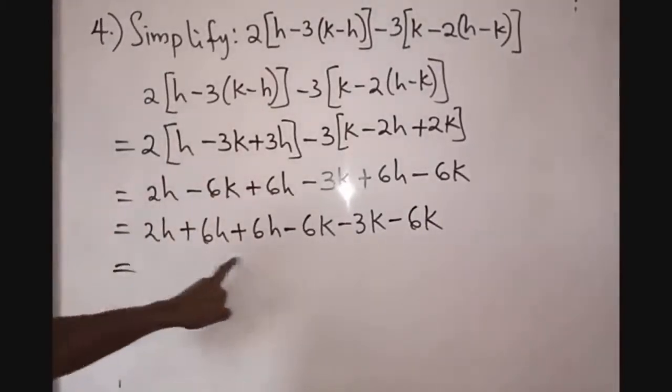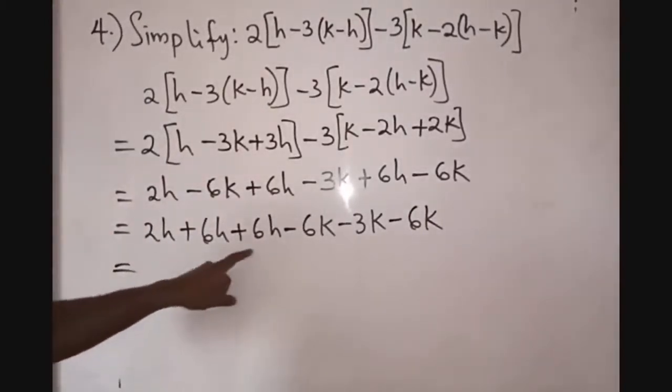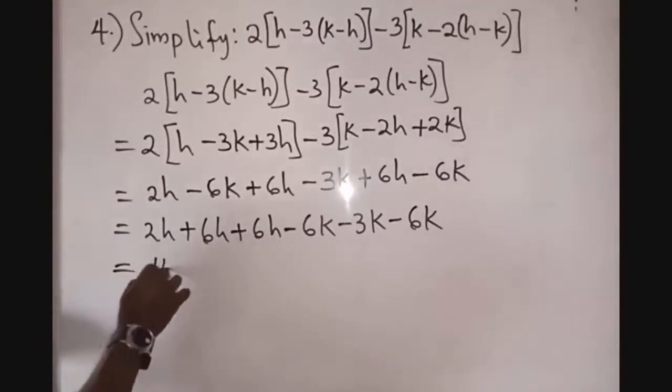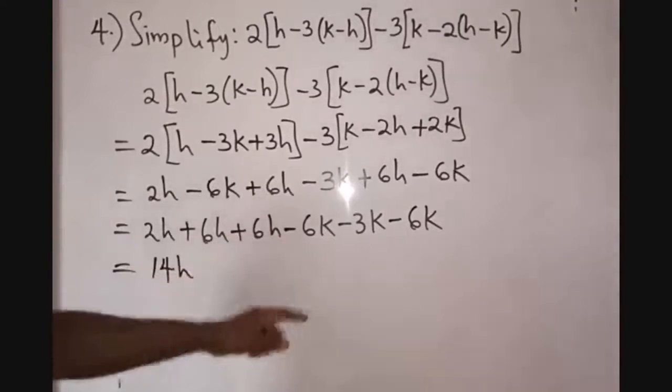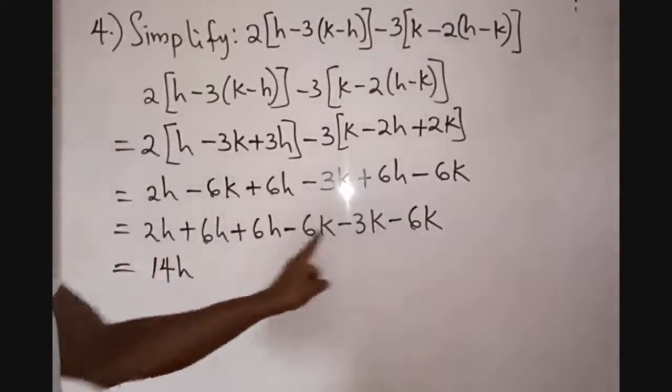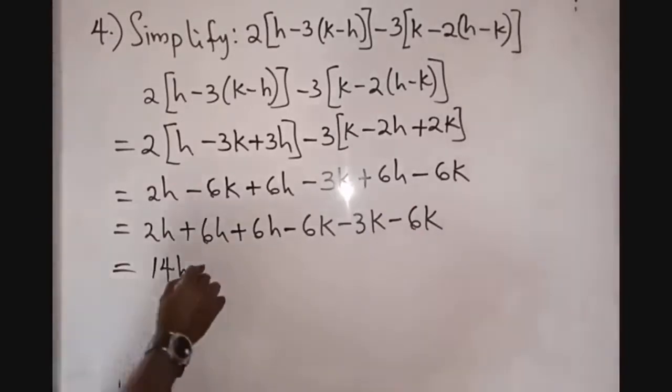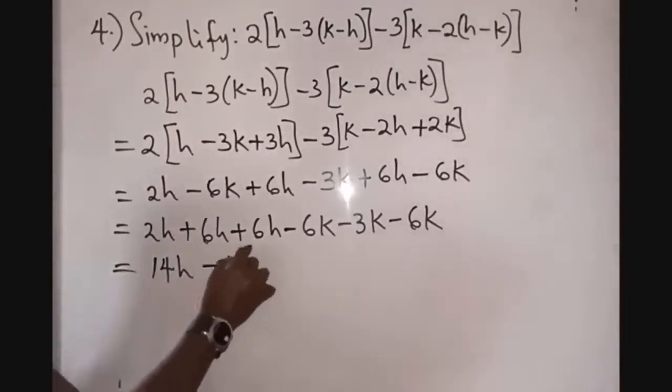So all these ones are all addition. This is 8, that is 14. 6 plus 8 gives you 14h. Come over here too, I've got 6, they are all negatives, that's another 12. With this 3, that's 15. Minus 15k. Okay.